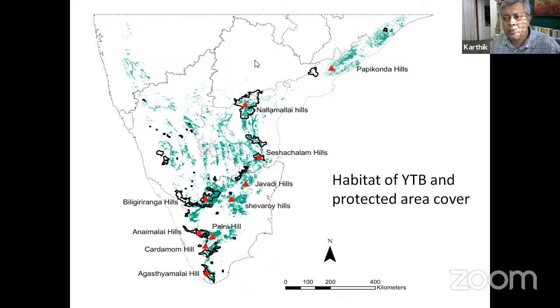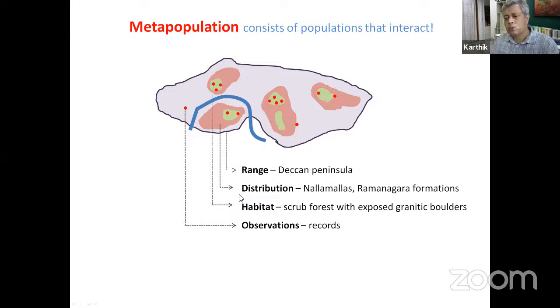So yellow-throated bulbul, unfortunately, does not get the benefit of protected areas in this area. Now, what is actually happening here? If they are all present in small isolated pockets, how are they surviving? We refer to these isolated populations as metapopulations because they interact.